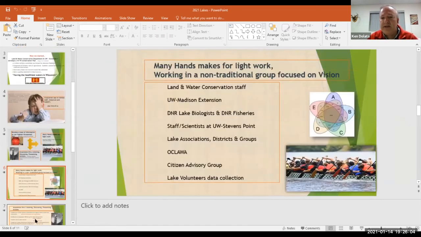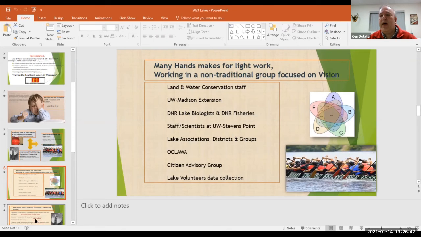Regarding the many hands, we do have land and water staff, our office, DNR biologists and fisheries, the staff from UW Stevens Point. We have the lake districts, associations, as well as groups. Oclala was rebuilt in a sense over the last few years, and with them, they developed with us a conduit called the Citizen Advisory Group that meets quarterly. They bring us their concerns. We feed them issues that the county's thinking about, and we now have this communication that we never had before in the previous decades. We also rely on the lake volunteers.